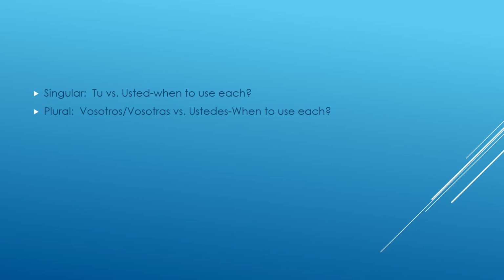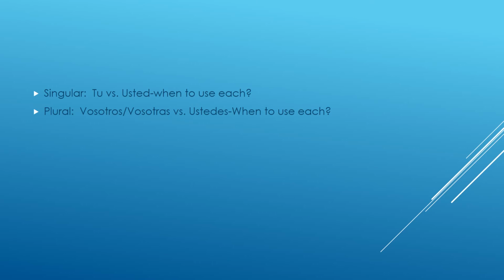In the plural, the way that you would say tú in the plural, like you guys, would be vosotros if it's a male group or male and female mixed together. If it's all women, you would say vosotras. Now, the way to make usted plural is ustedes. Now, when to use each of these? This is a tricky one. So in Spain, they use vosotros and vosotras a lot. In Latin America, very few cultures or regions will still use vosotros or vosotras.